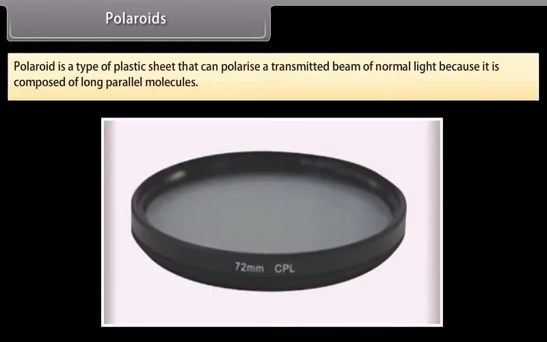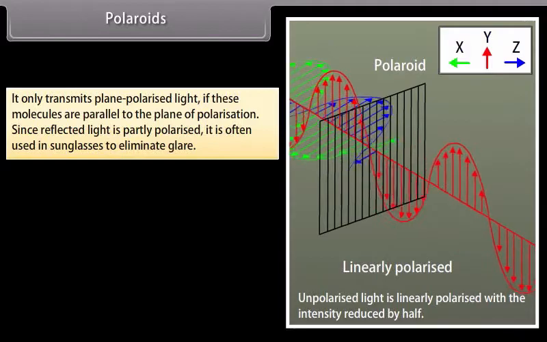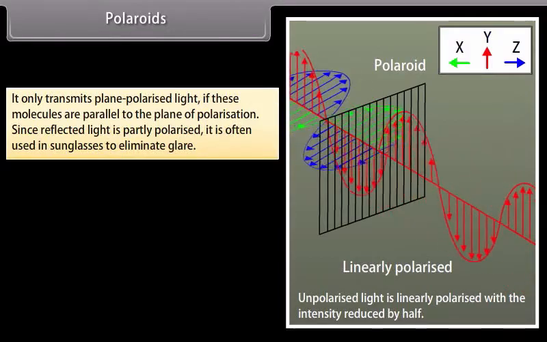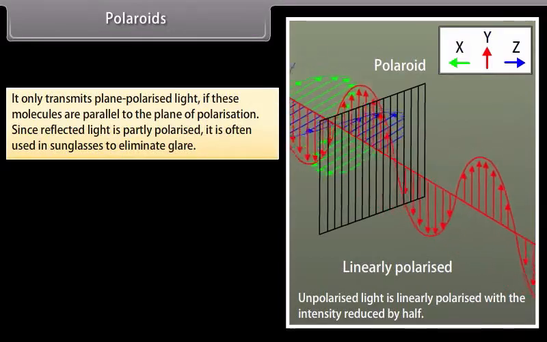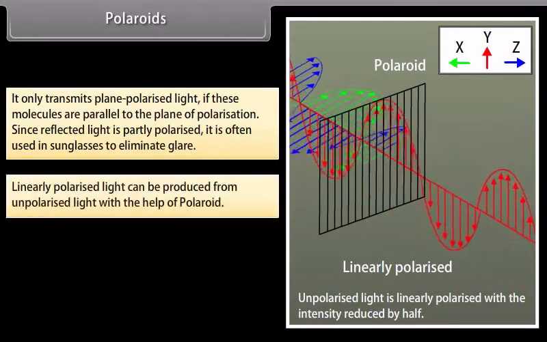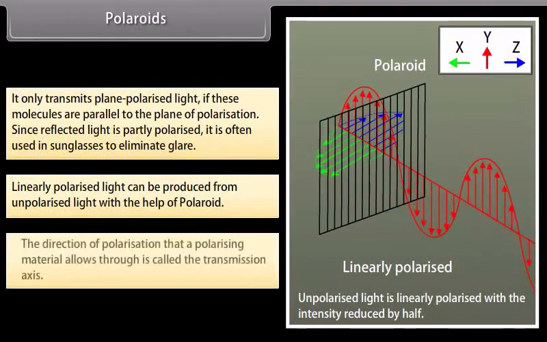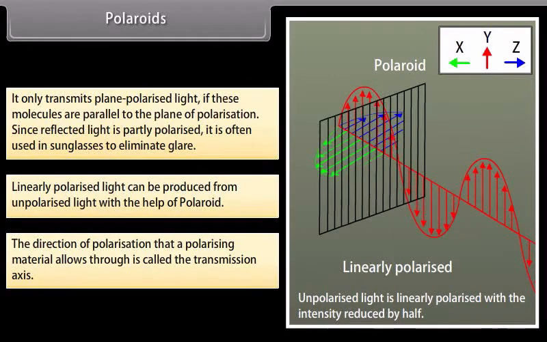Polaroids. A Polaroid is a type of plastic sheet that can polarize a transmitted beam of normal light because it is composed of long parallel molecules. It only transmits plane polarized light if these molecules are parallel to the plane of polarization. Since reflected light is partly polarized, it is often used in sunglasses to eliminate glare. Linearly polarized light can be produced from unpolarized light with the help of a Polaroid. The direction of polarization that a polarizing material allows through is called the transmission axis.